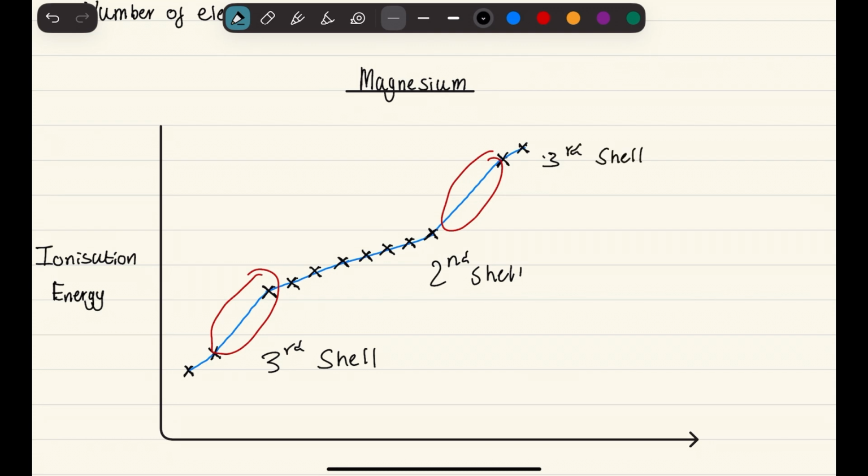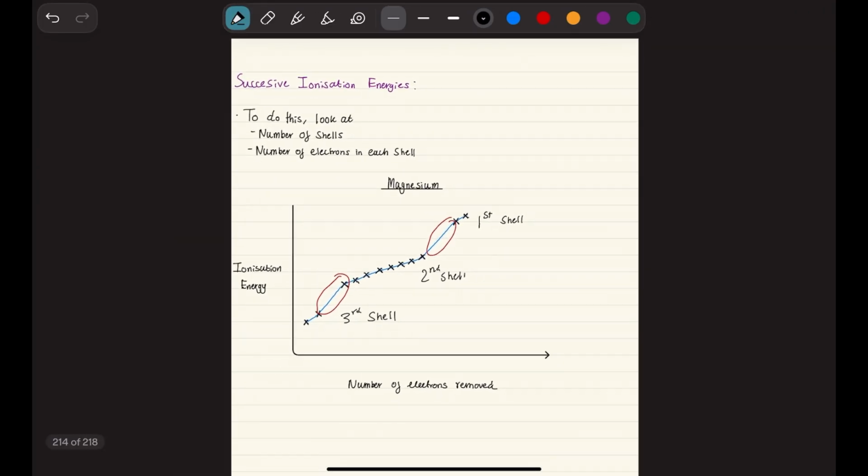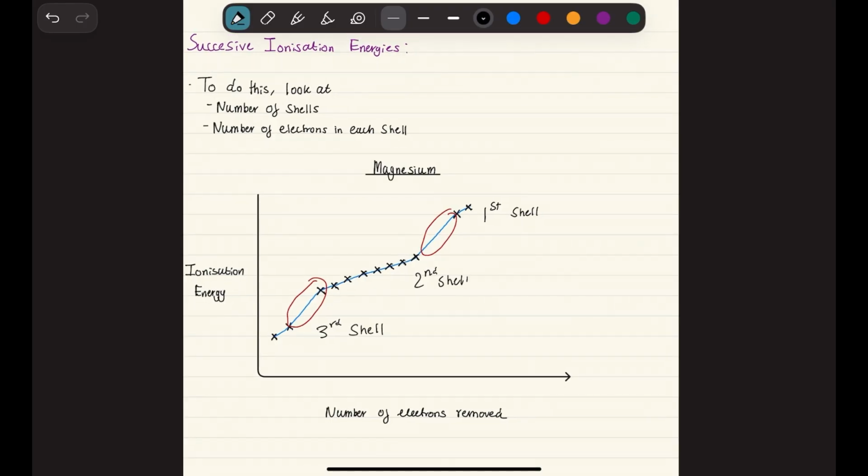So I'm using the information that I have. How many shells? It's got 3 shells, so I'm expecting to see at least 2 big jumps. How many electrons in each shell? The first has 2, the second has 8, the last has 2. You've got to consider those types of things when you're drawing graphs, because they can ask you to draw graphs about this.